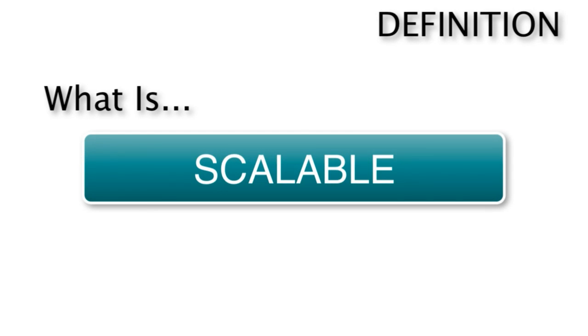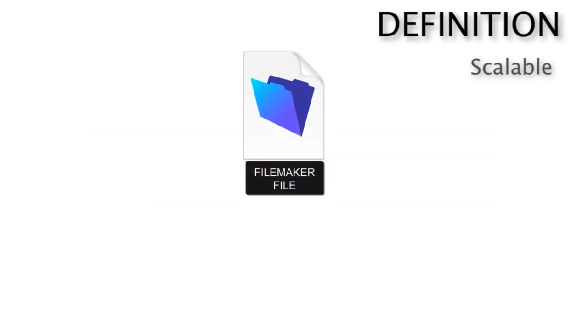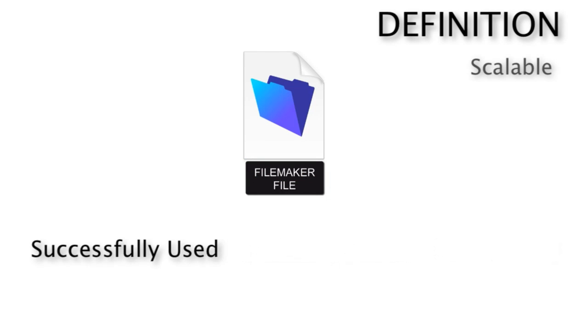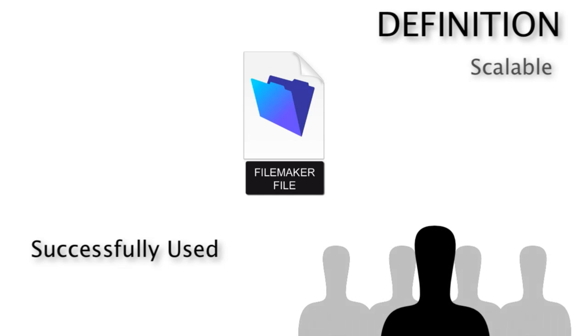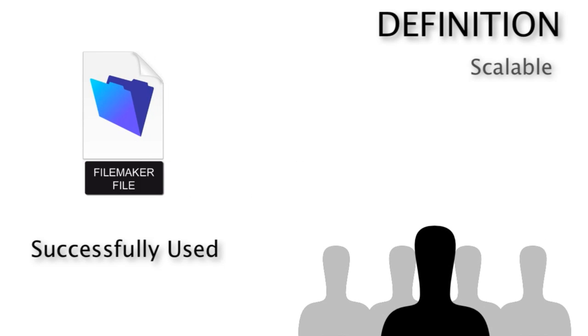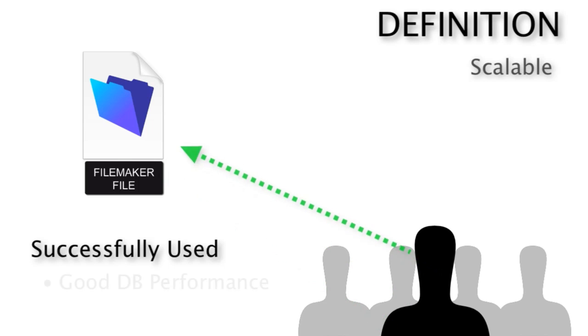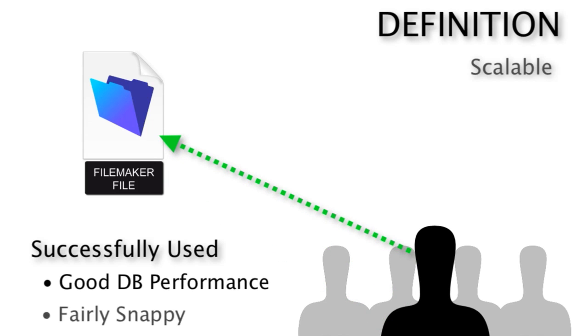When we talk about scalable solutions, we mean that they are successfully used by a large group of individuals. Successfully used means that if a large group of users are using the database and a user tries to perform some sort of action, they don't have to wait 30 seconds or a minute or 2 minutes for the database to respond to their needs. The database solution should have good performance and be fairly snappy. That's the definition of a scalable solution.